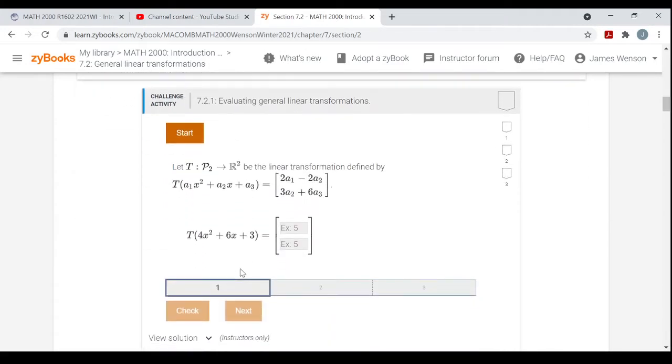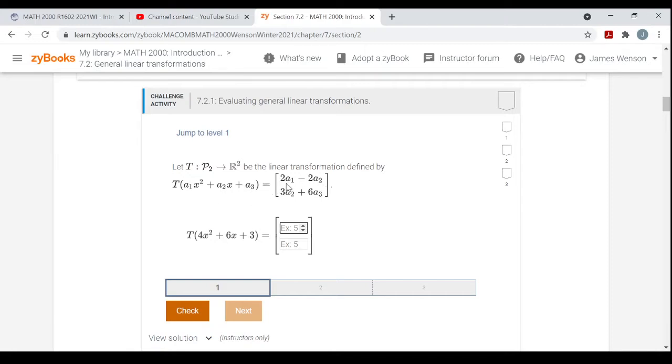All right, then for the challenge activities, I'll just kind of do one of these out loud. These aren't the toughest things, I don't think. So you see here I'm going from P2 to R2, the polynomials of degree 2 or less, so my input is a quadratic polynomial. My output is a vector with two components. And just pay attention to what's A1, what's A2, what's A3. So in this input here, the input is 4x squared plus 6x plus 3. So 4 is the A1, 6 is the A2, 3 is the A3.